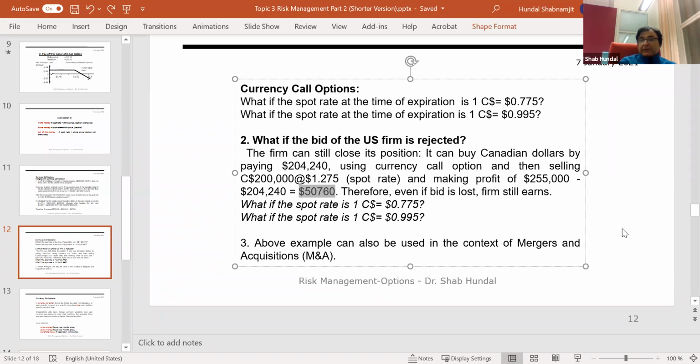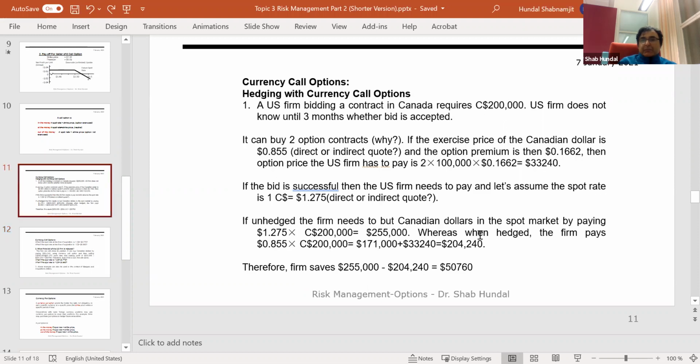It's good for you. The option will be in the money. Of course, when the situation is this, it's bad for you because you are not only losing the contract, but you're also losing a lot of money in the option premium. But remember that when you are a buyer of a call option, your maximum loss is, in this question, 33,240 because that is the premium.